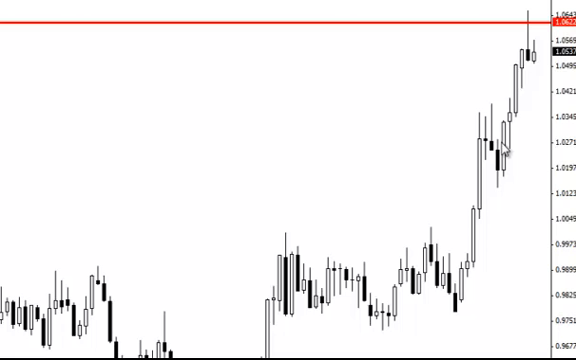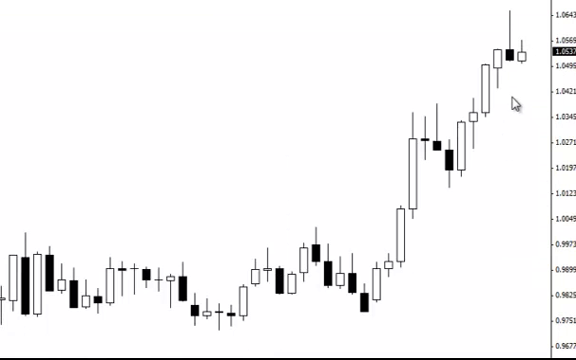So how am I going to enter this trade? It's pretty simple. I'm just going to play a break of the pin bar. What I mean by that is when price breaks lower from the bottom of that pin bar, I will short. I've already set my entry order, and it is at the bottom of the pin bar, and as soon as price does break through, I will be short.